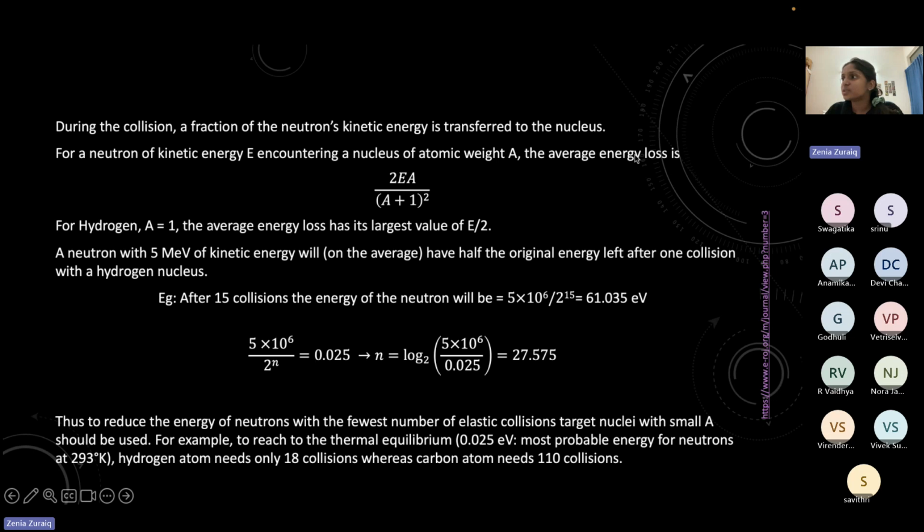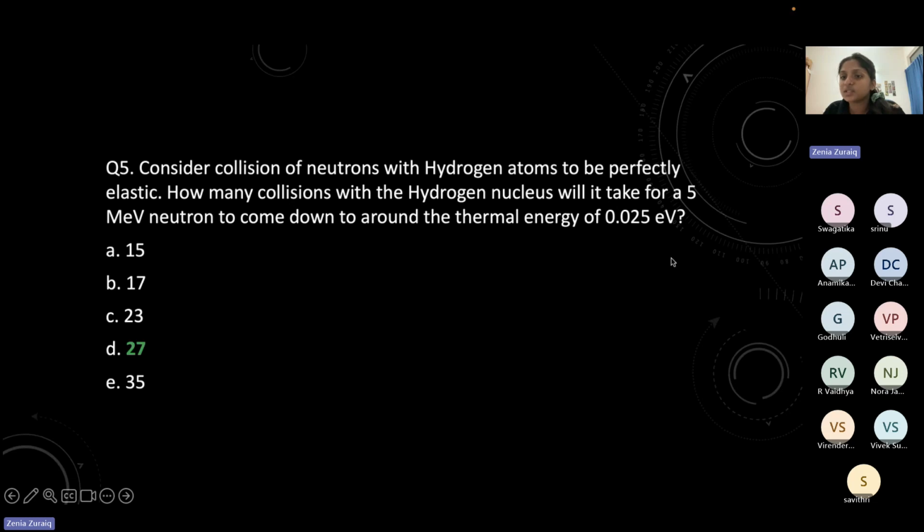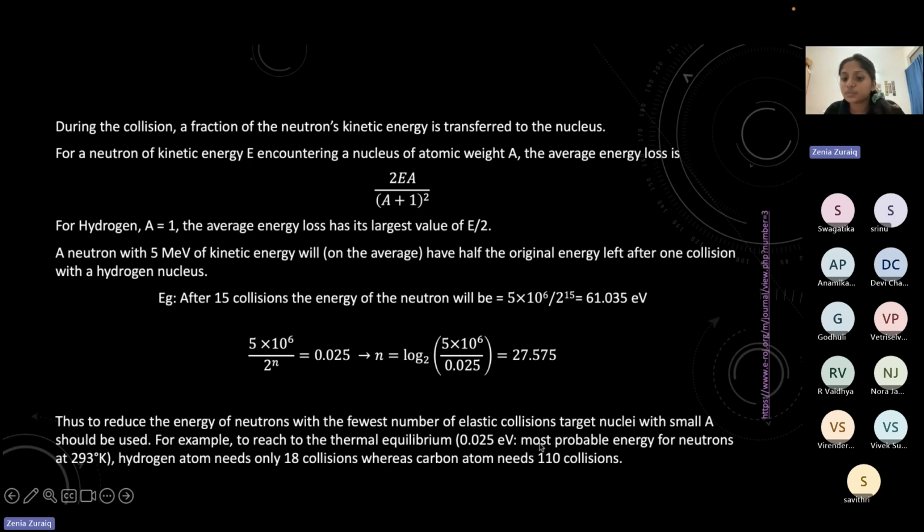So if I want to lose some amount of energy, having each collision lose a very large amount of energy is more efficient than a small amount of energy, where I need many collisions to cool down. One exercise that I can give you, which is very easy, is to just compare hydrogen and say carbon, right? I've already given you one example. To reduce the energy of neutrons with the fewest number of collisions, we need target nuclei with small A. To reach thermal equilibrium, which is around the value they have given, 0.025 eV, which is the thermal equilibrium at 293 Kelvin, room temperature.